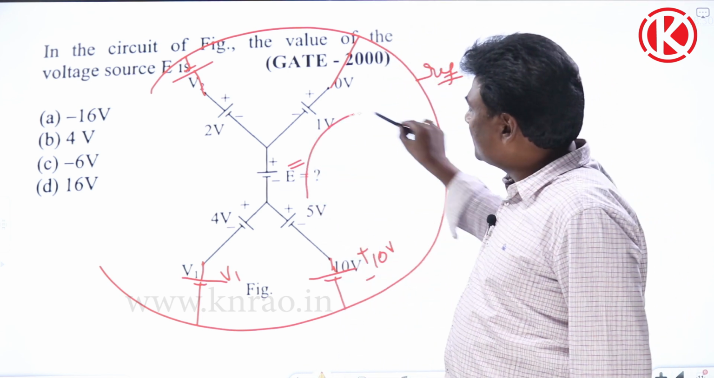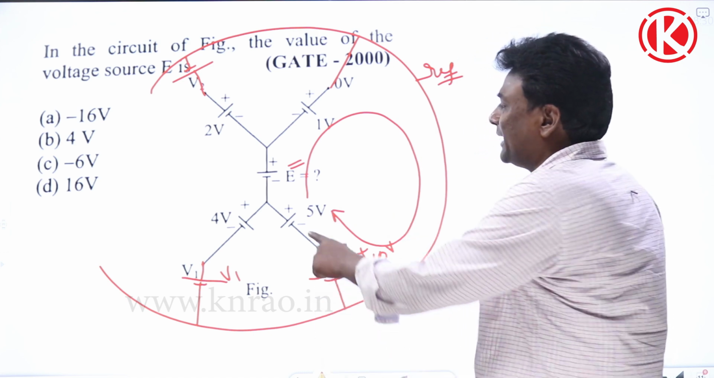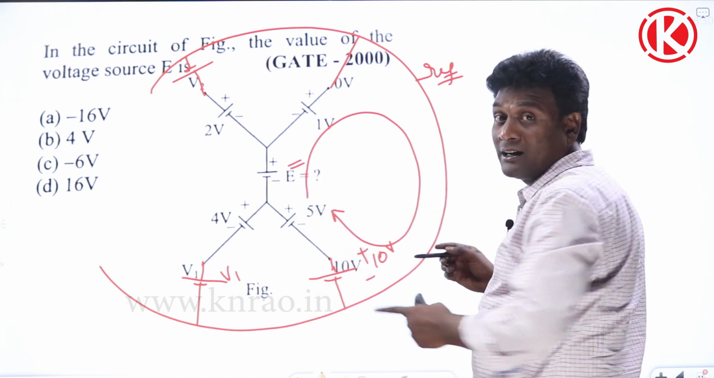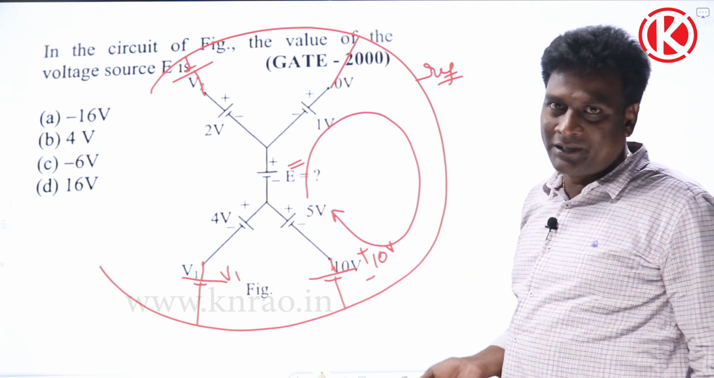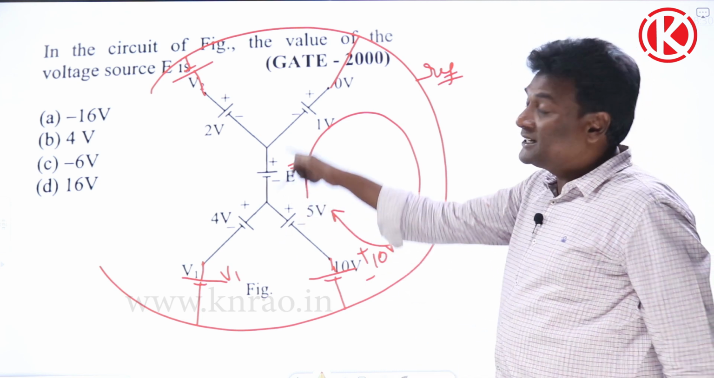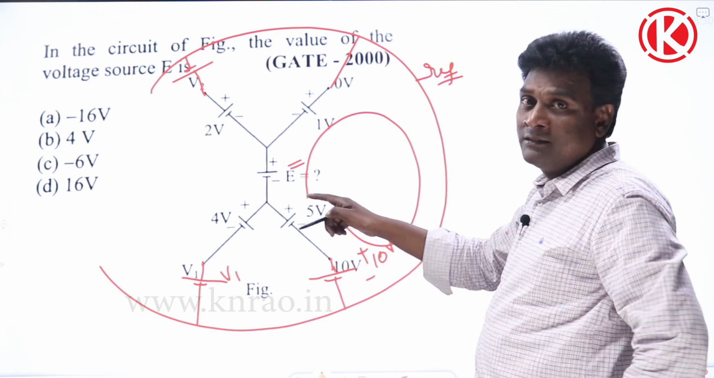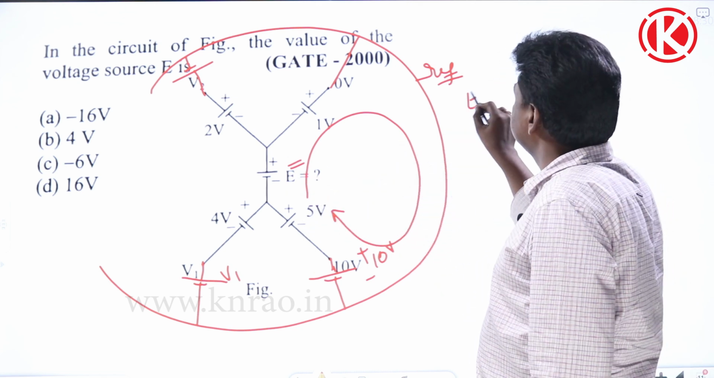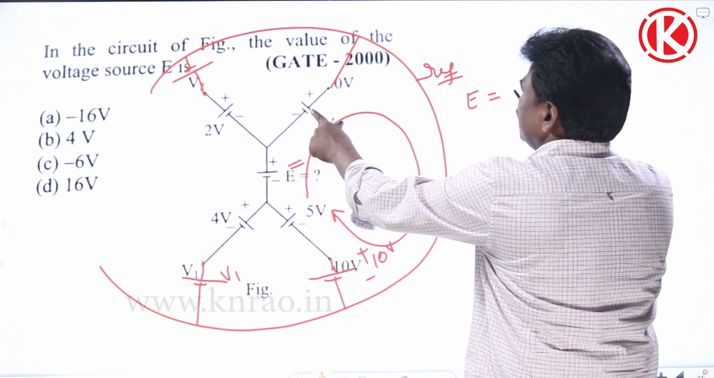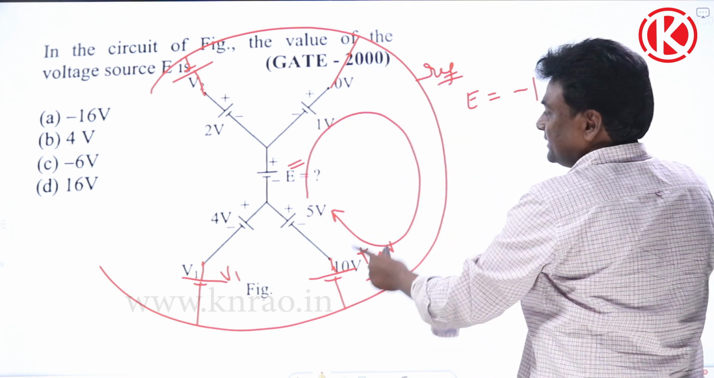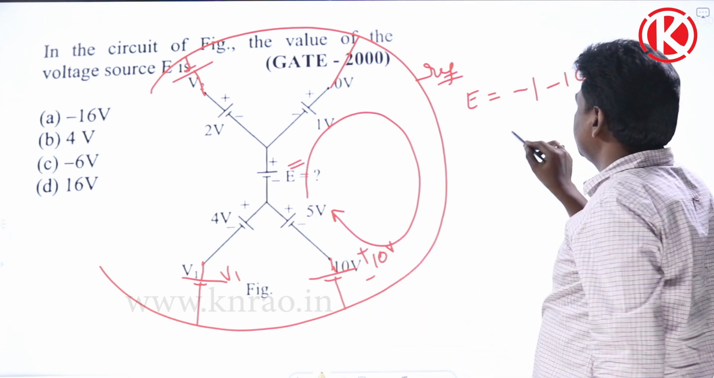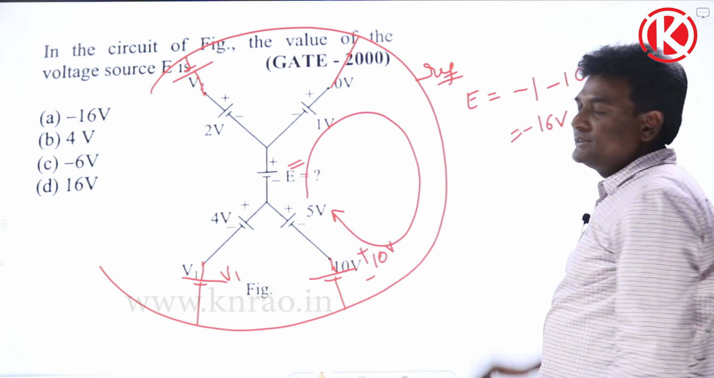Now apply KVL around this. Minus E, because I already told you, if you touch minus first, use minus. If you touch plus first, use plus. Now I touch minus first in applying this. Minus of E, or to the other side, E equal to minus 1, minus 10. I touch a minus, again I touch a minus. E is going to be minus 16 volts.